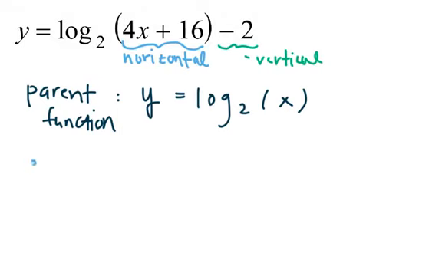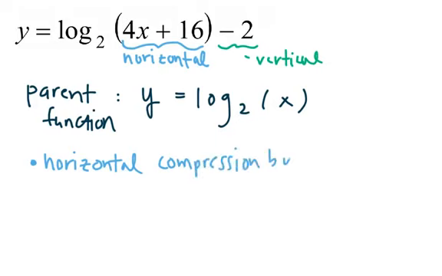So that 4x, we're going to be dividing by 4, which is going to give us a horizontal compression by 4. The plus 16 is going to be a horizontal shift to the left. Okay, we're going to the left because it's plus. But here's what we need to keep in mind.